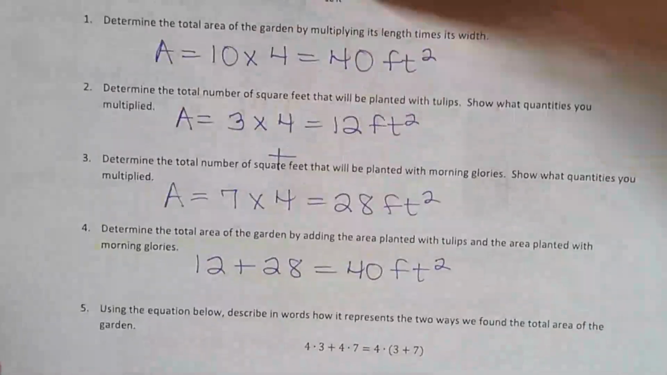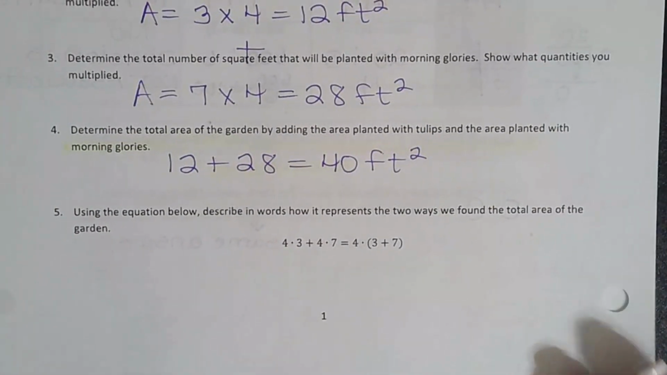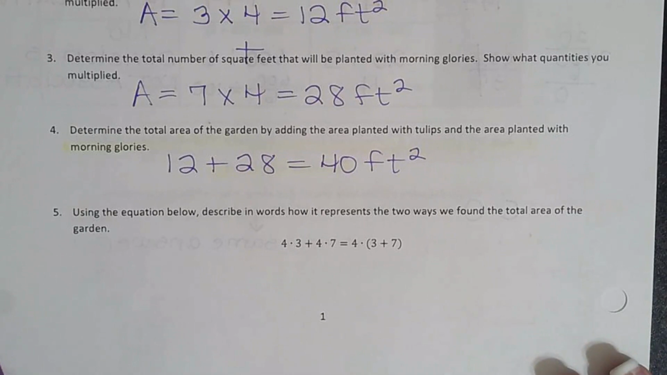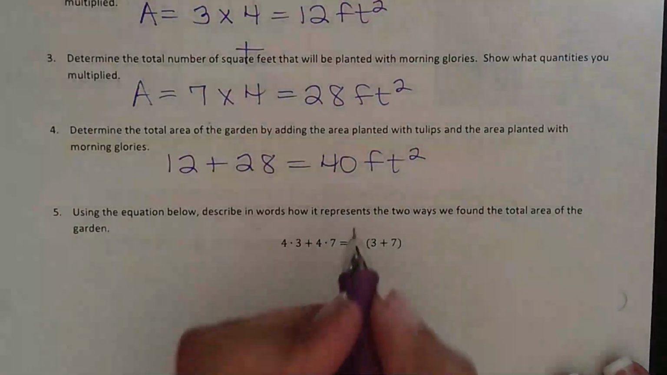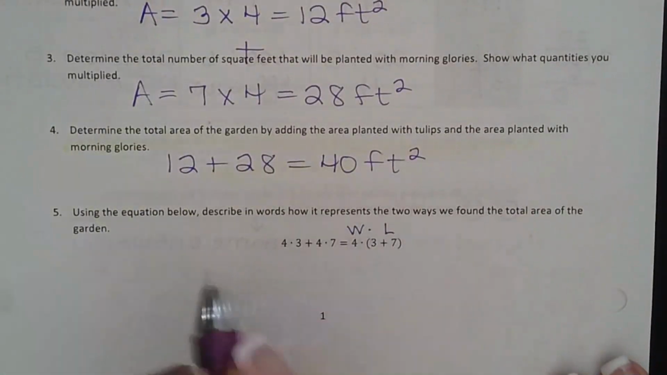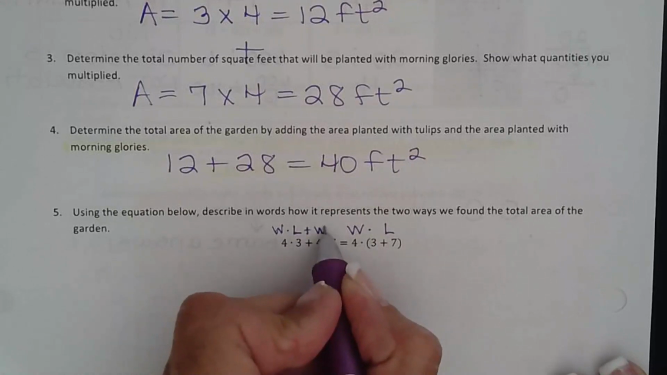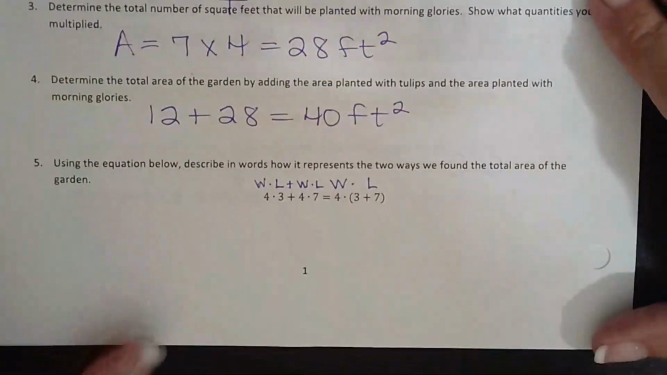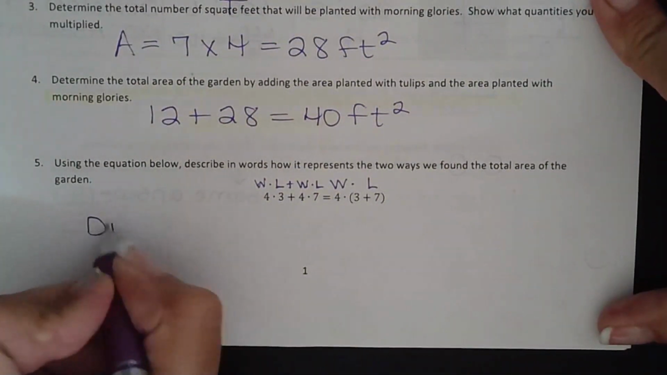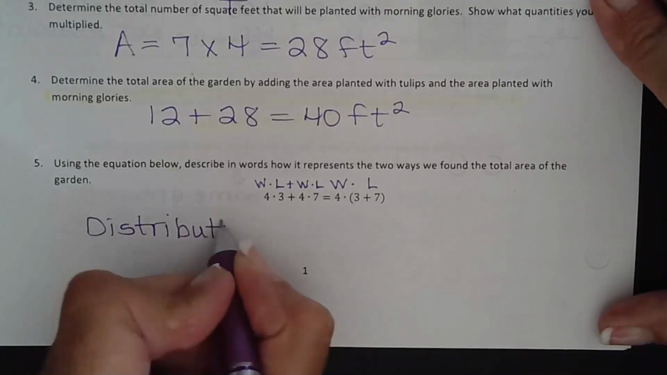Using the equation below, describe how it represents the two ways we found the total area. So this is the width times the length, and this is width times length plus width times length. And we're going to learn that that is called the distributive property, another property. So let's write that down and highlight it because I know it's on your test. Distributive property.